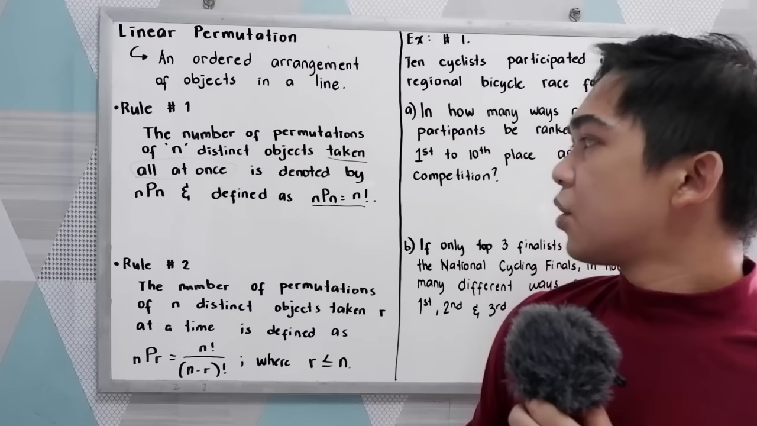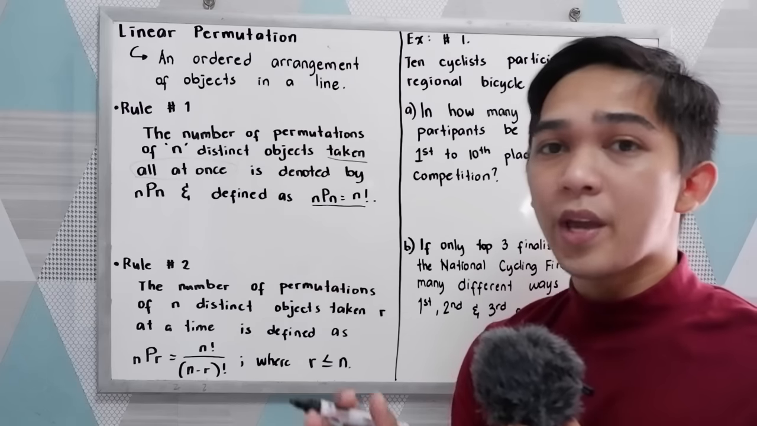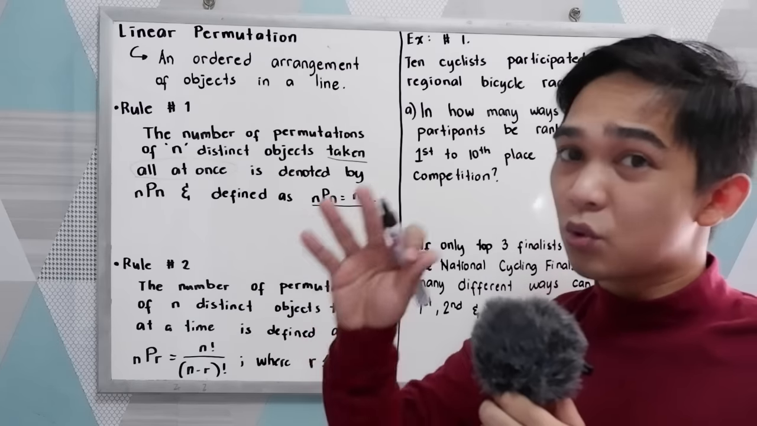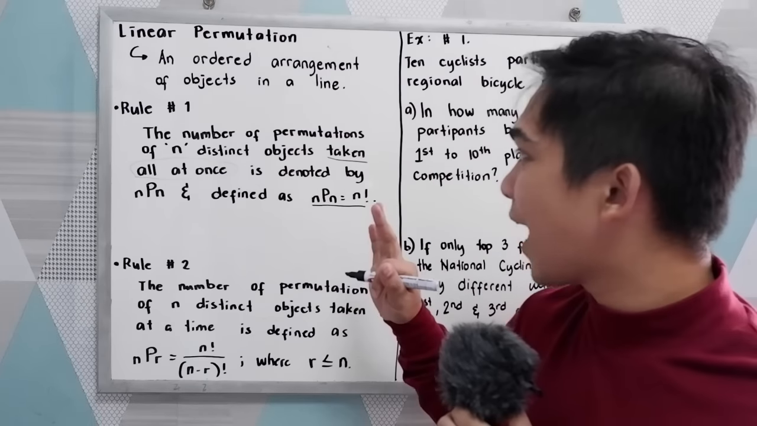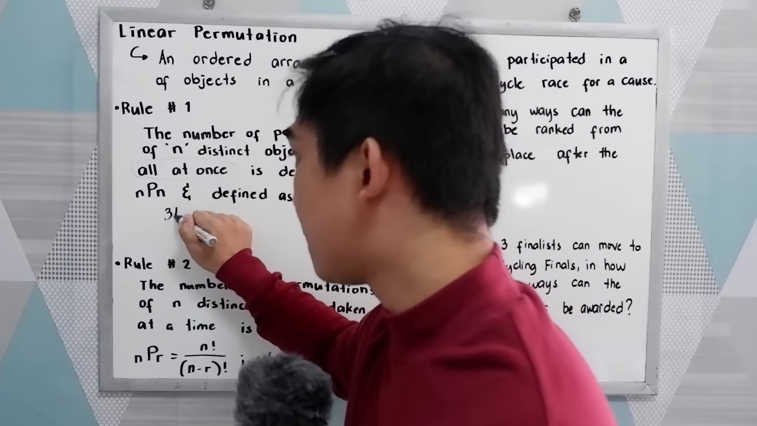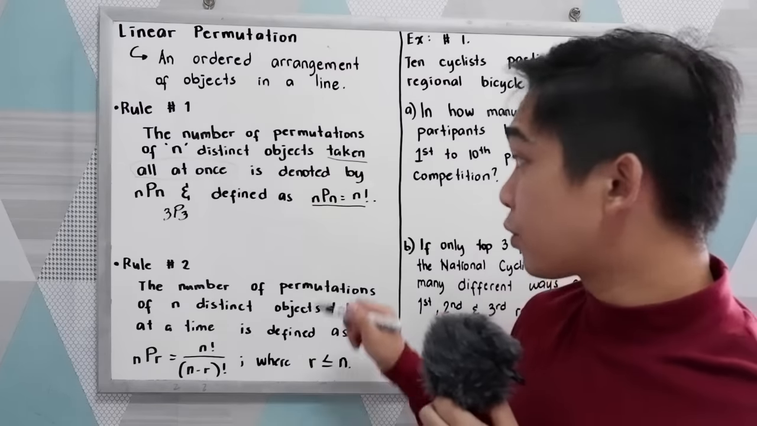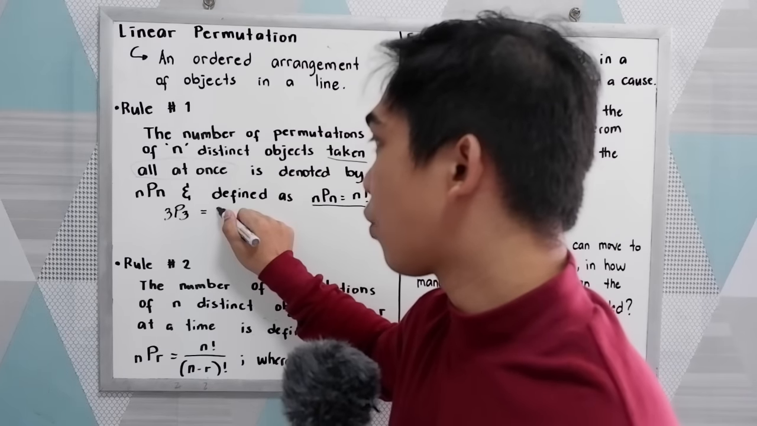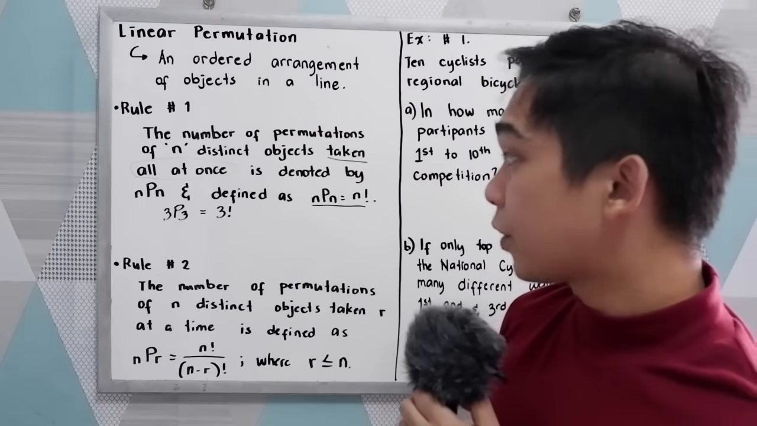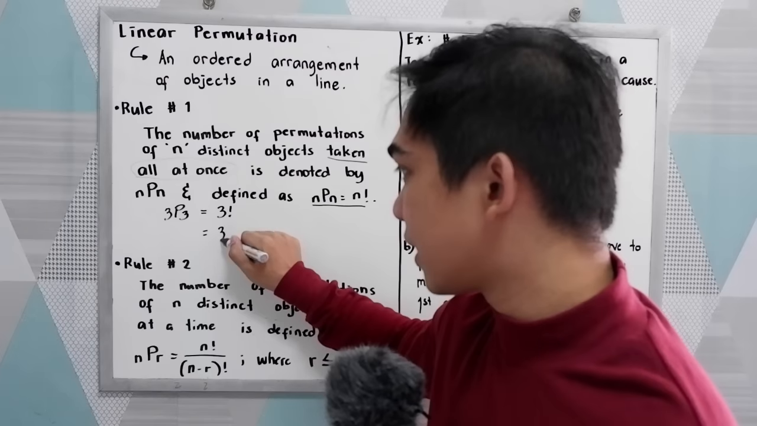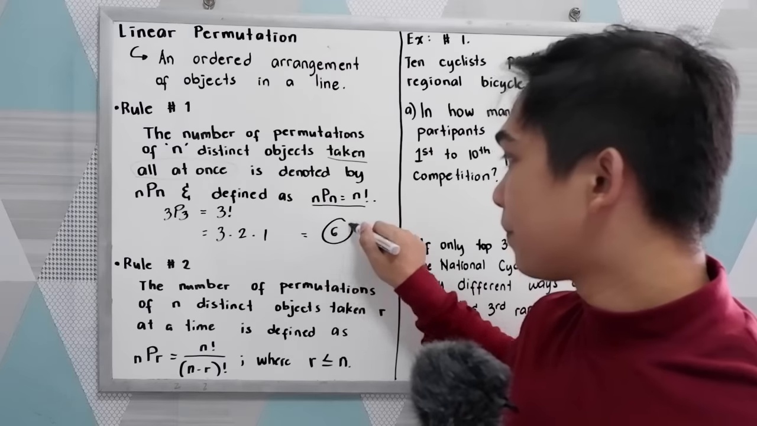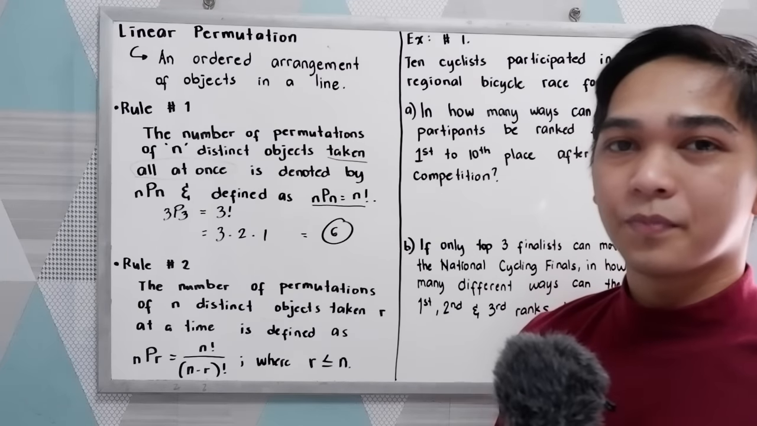Let's say you're going to answer the question: in how many ways can you arrange 3 picture frames in a row? So you're going to arrange the 3 frames, taking all at once. So that is 3P3. And if you solve that, that is equivalent to n factorial, which is 3 factorial. In our factorial notation, to simplify that, that is 3 times 2 times 1, and that will give us 6. That is rule number one.